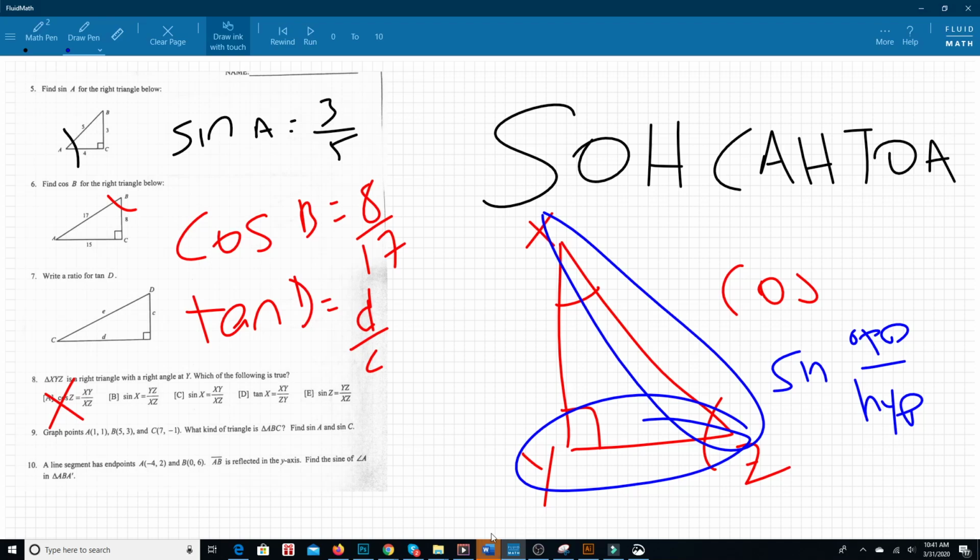So, which of the following is true? All right, that one looks true. Because if I look for sine of X, the sine of X would be saying XY. No, that won't work. So we're looking at 2. 2 is our answer.